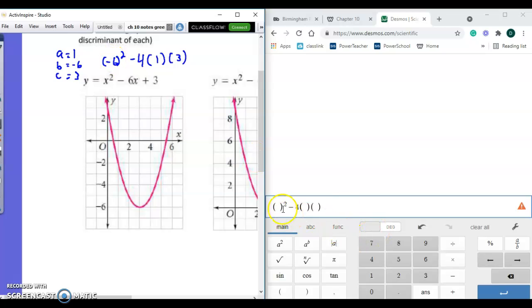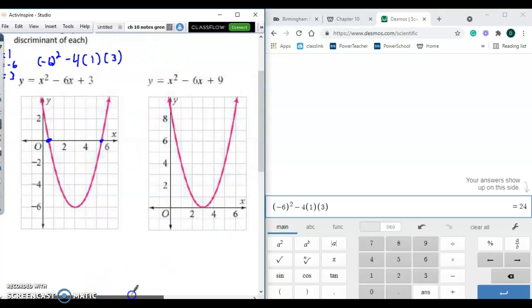So then we type this in here. We have negative 6, 1, and 3. And that gives us 24. So you can see that that is a positive number. We have 2 points where it crosses, so that matches up.